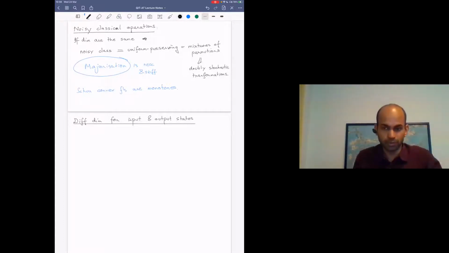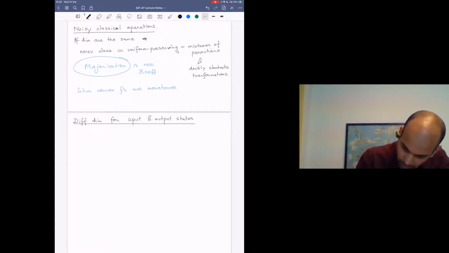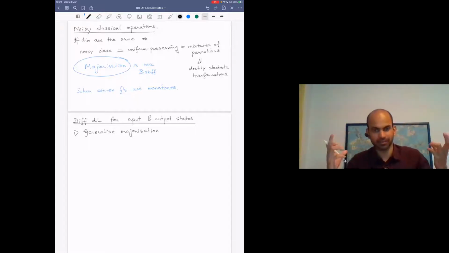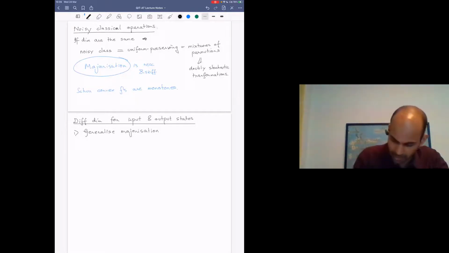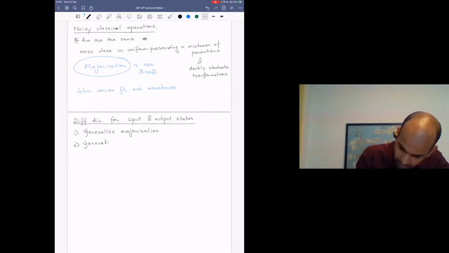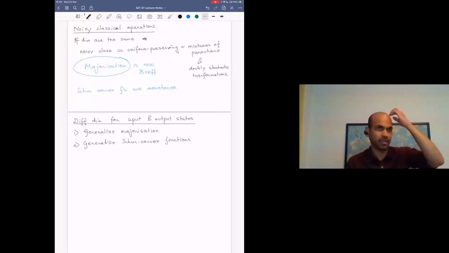And what we're going to look to do now in this case is, first of all, to find something that generalizes majorization. So we want to generalize majorization because, remember, majorization requires you to compare vectors of the same length. You have to compare all of the partial sums up to any value k, but that requires the vectors to be of the same length. And the second is to generalize Schur-convex functions, because we need new monotones that will work for higher dimensions as well.